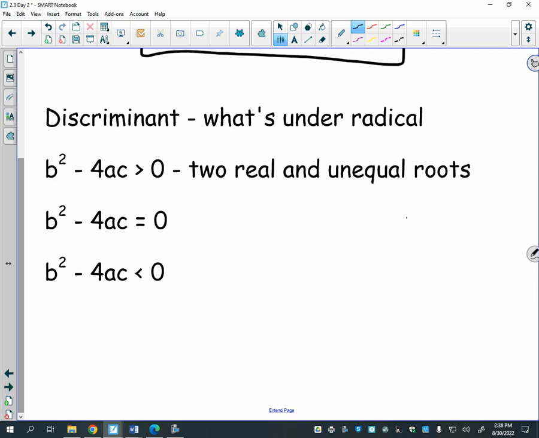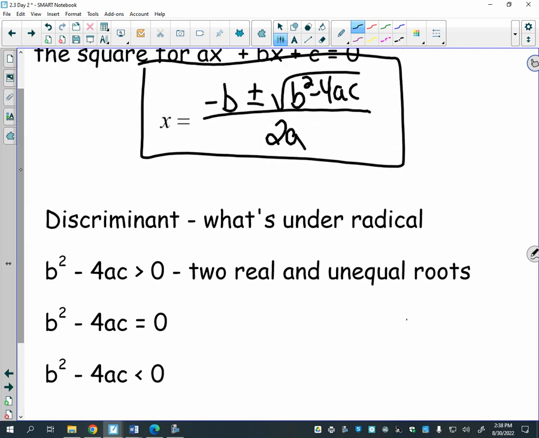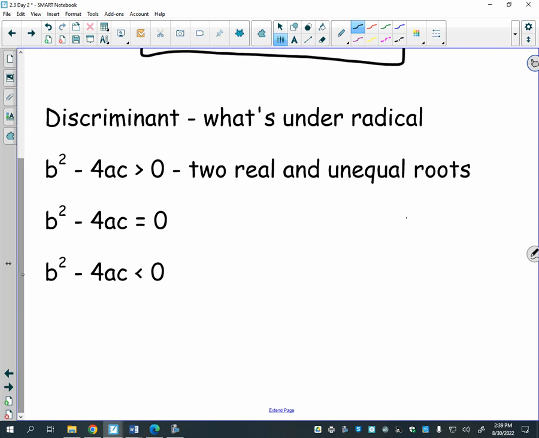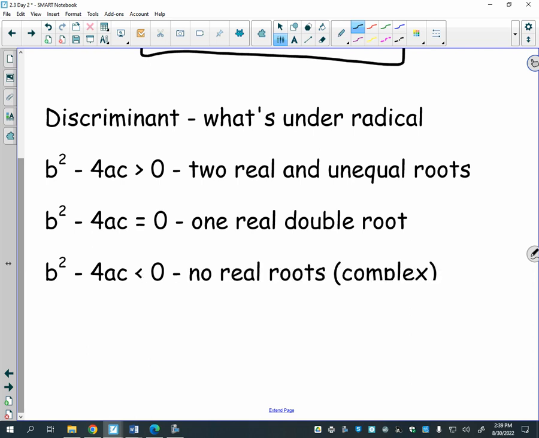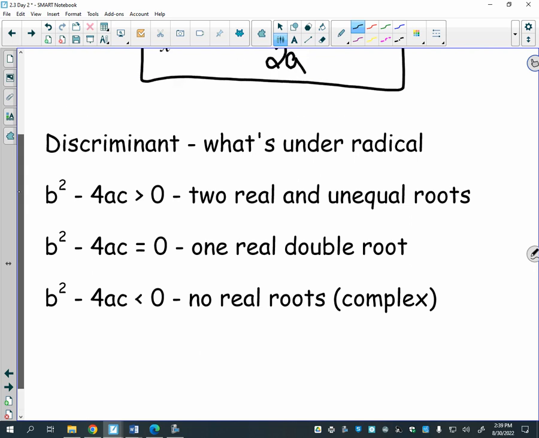If that square root equals 0, then that whole thing is gone, and you're just left with negative b over 2a, which means you're going to get one solution. If you graph that, it's going to just be the vertex on the x-axis. And then if it's less than 0, then we get no real solutions, no real number answers, and those would be complex numbers when we do those, okay?